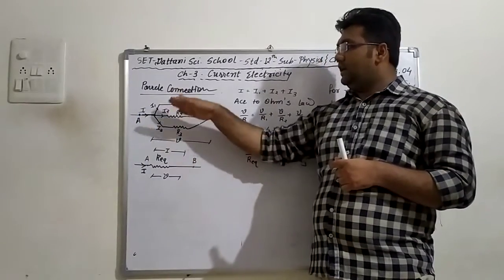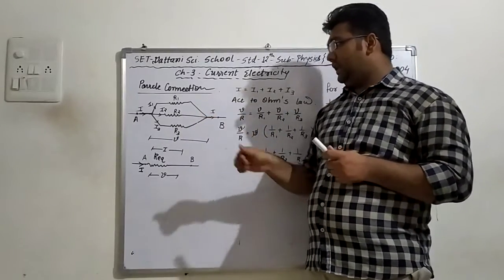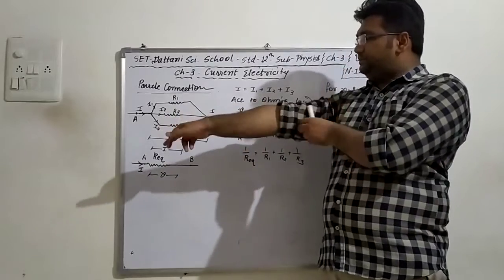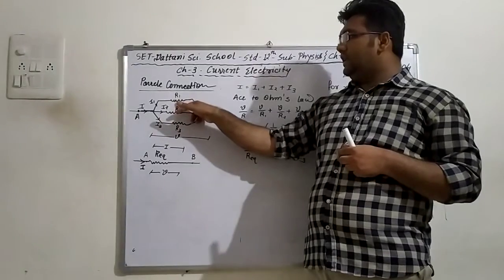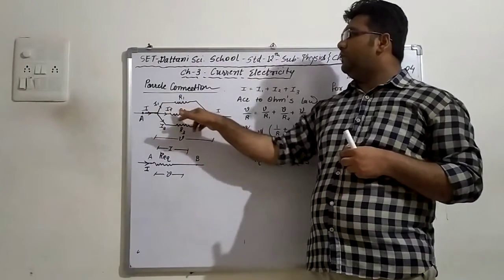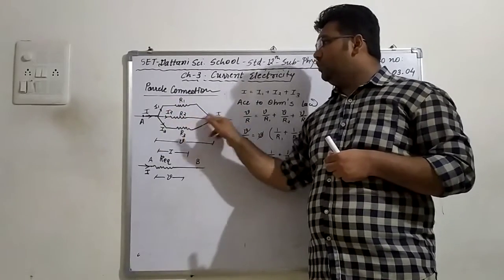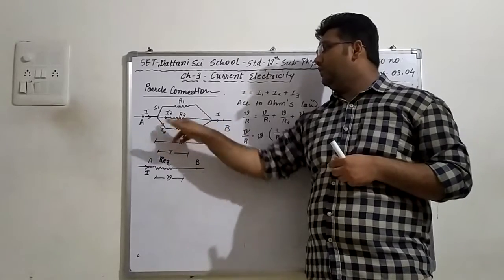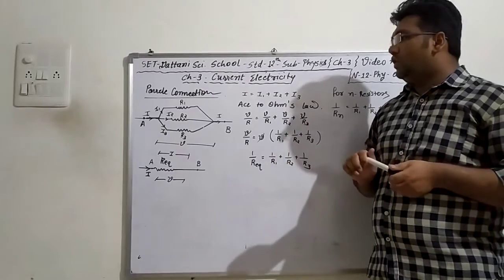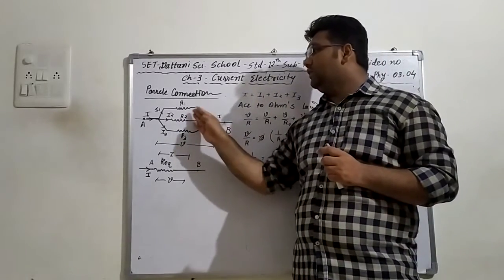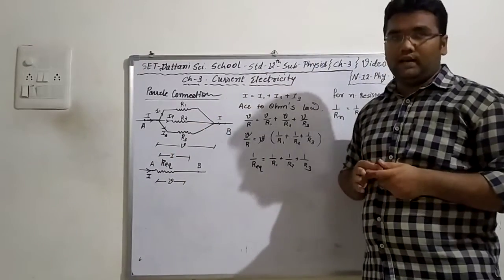The main advantage of this parallel connection is that if R1 is removed, then we can go from A to B through path number 2. And if these two paths are removed, then we can go from A to B through path 3. If one device is not working, then another device will work with its full capacity. This is the main advantage of parallel connections.